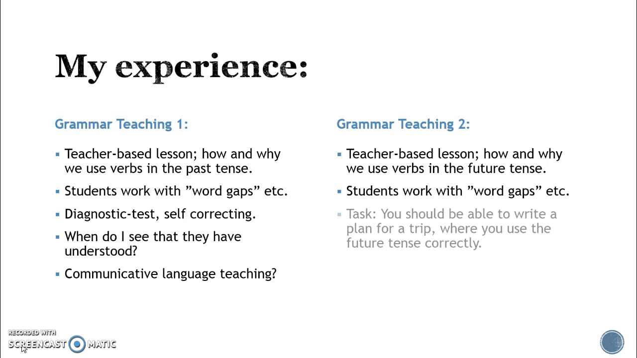Instead, they had a task. They were supposed to be able to write a plan for a trip where you use the future tense correctly. To be able to plan ahead for a trip, what they were supposed to do all day long in a new city, they had to use the future tense of the verb.